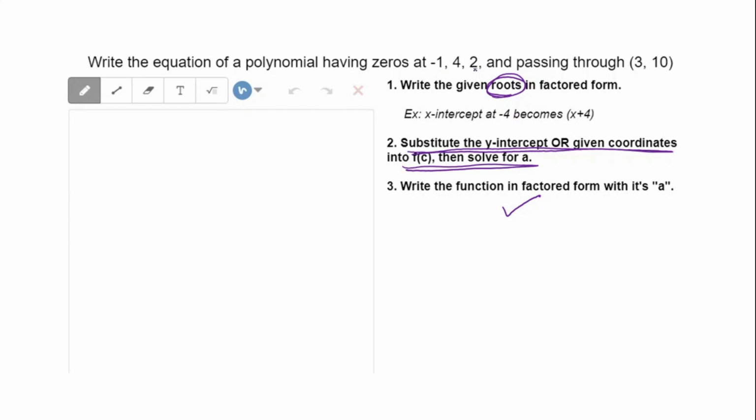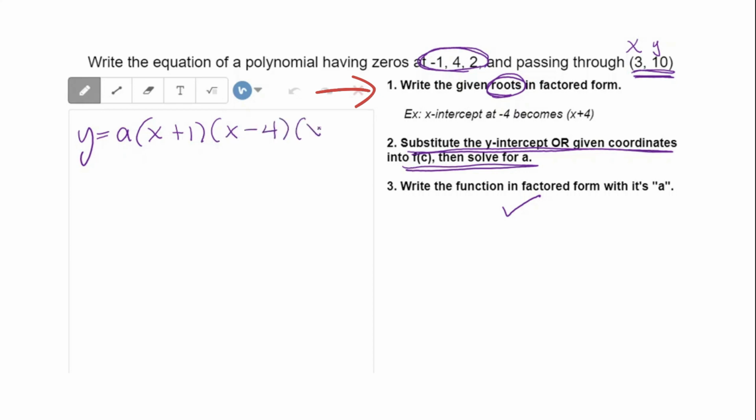So this first example says, write the equation of a polynomial having zeros at -1, 4, 2, and passing through (3, 10). All right, so we're going to start with our first step and write out this function in factored form. We're going to put an a where the leading coefficient goes because we need to solve for it. It'll be y equals a times (x plus 1) times (x minus 4) times (x minus 2). And I'm just writing the opposites of those x-intercepts they gave us.